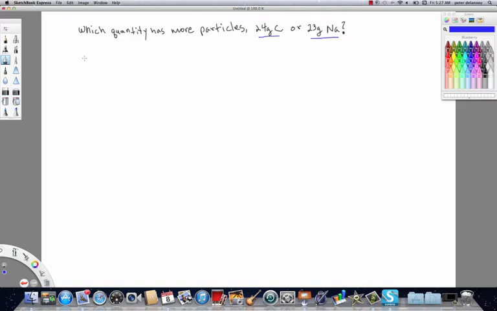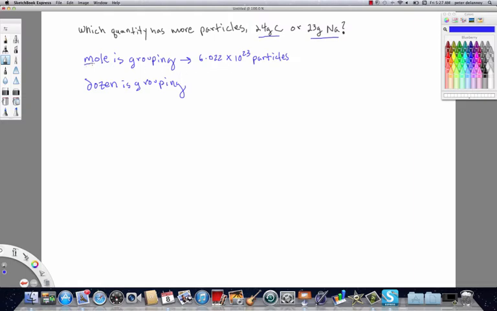The mole is a grouping. The mole is a grouping, just like the dozen. The concept dozen is also a grouping. And what I mean by that is that in the case of the mole, there are 6.022 times 10 to the 23rd particles. That's what I mean by grouping.